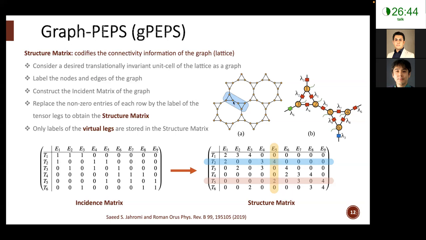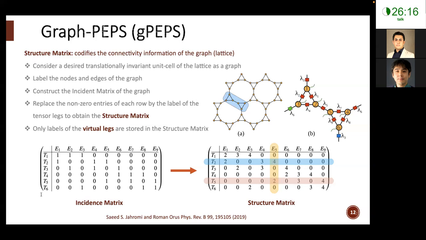Okay, and then you can consider this unit cell as a graph. Then you label every local site as a node of the graph, and the links of the network you call the edges or the links of the graph. And then using any graph library, it's very easy to build the incidence matrix of the graph. The incidence matrix of the graph tells you which nodes in the graph are connected to each other.